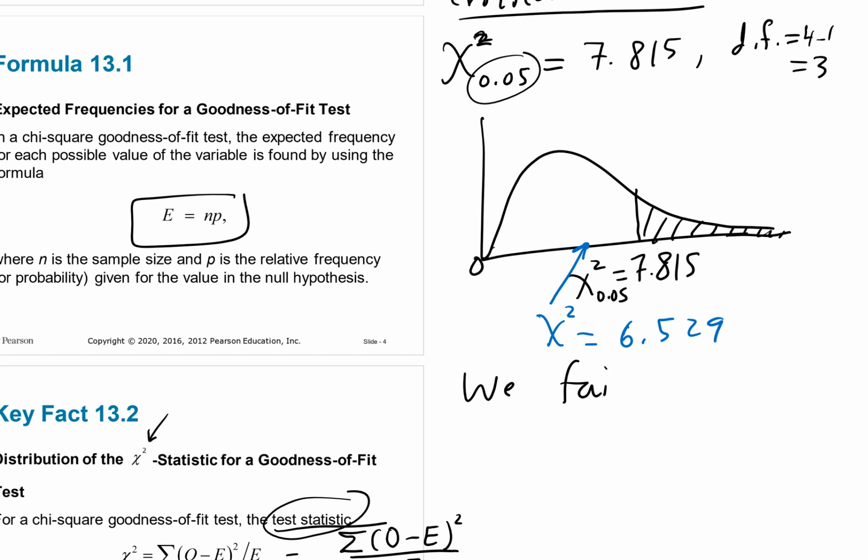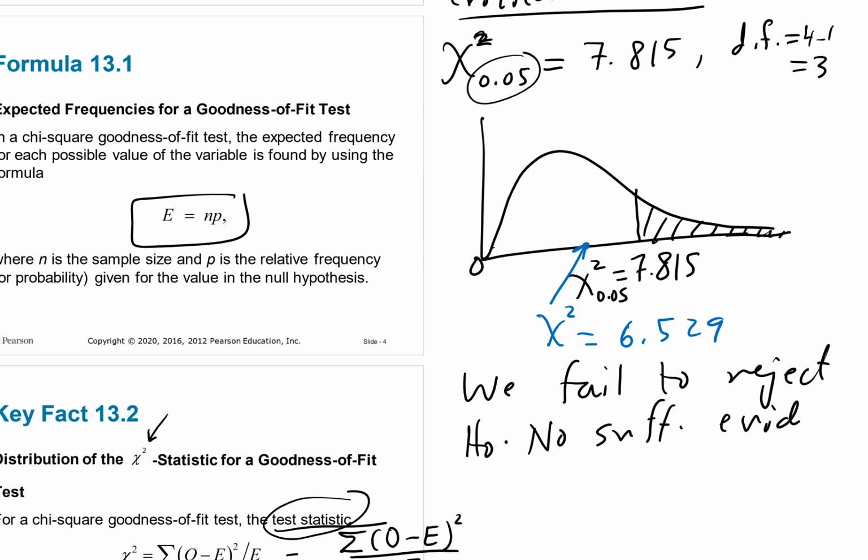We fail to reject H0. Means no sufficient evidence to support the claim, which is H1 or HA, the alternative hypothesis, right? To support the claim. So the claim said, now in 2020, those crime rates will be different. But it turns out that they are going to be the same or almost the same. So we failed to reject the null hypothesis.